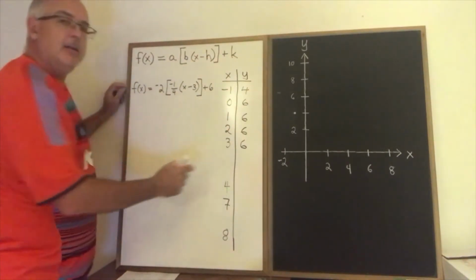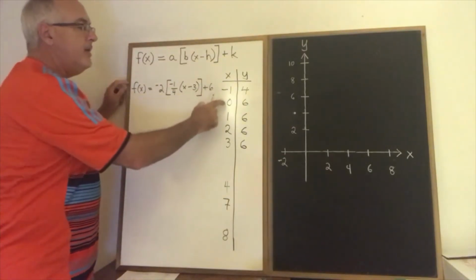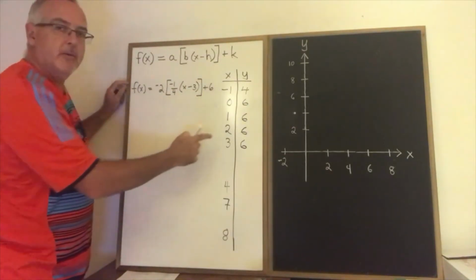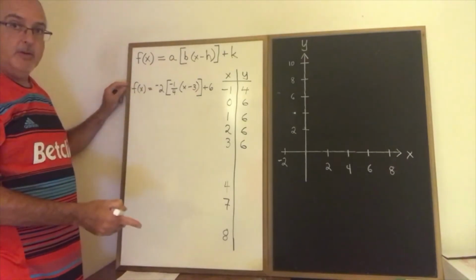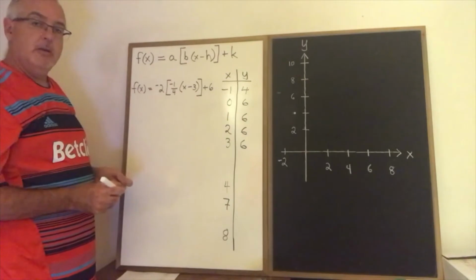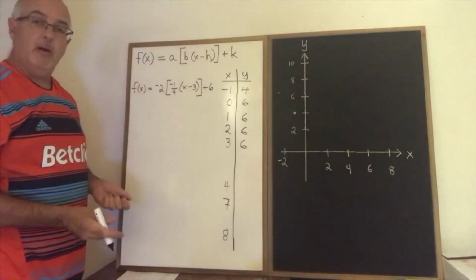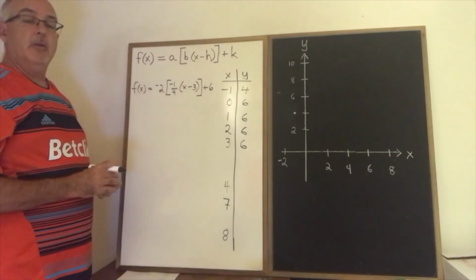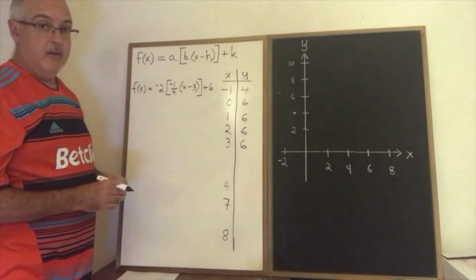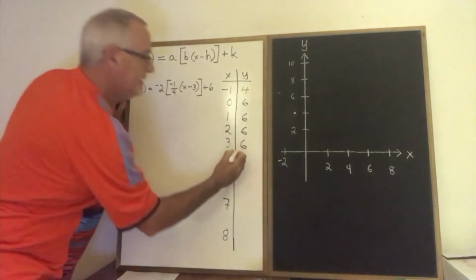I've left some space because it's instructive and useful to consider points that do not have whole numbers for their x when you're dealing with a step function. But if x is 4, 4 minus 3 is +1. +1 times -1/4 is -1/4, or -0.25. The greatest integer less than or equal to that on the number line, though, is -1. -1 times -2 is +2, plus 6 is 8.